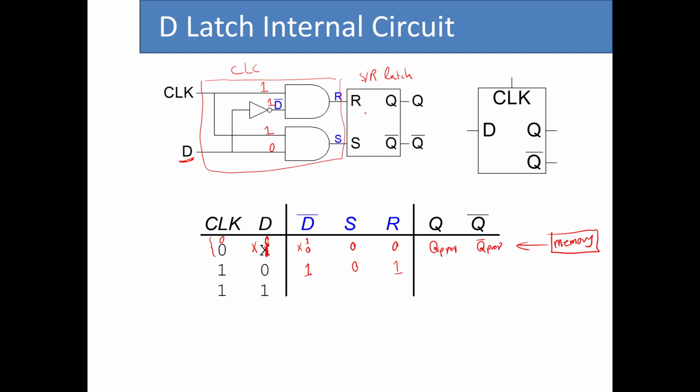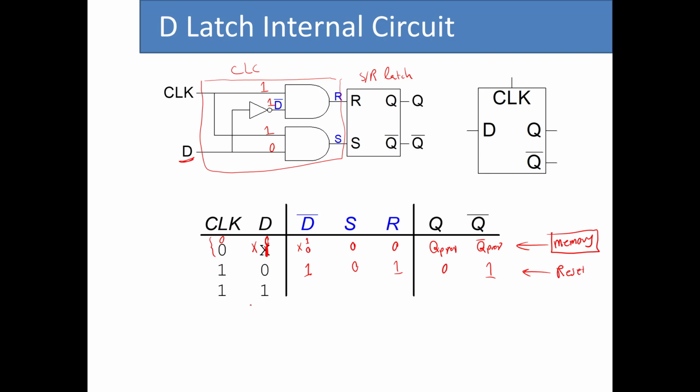So that means that the inputs to this SR latch are going to be R equals 1 and S equals 0. Do you remember what was the output for an SR latch with this input? Q is 0 and Q bar is 1. So that is equivalent to resetting the SR latch. So as you can see here, when clock is 1, D is 0, the output for Q becomes 0, for Q bar becomes 1.